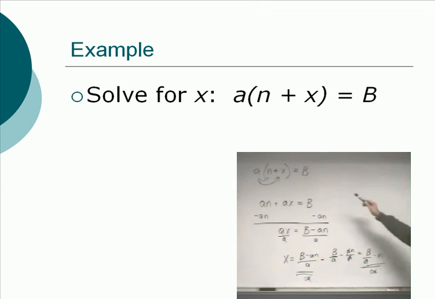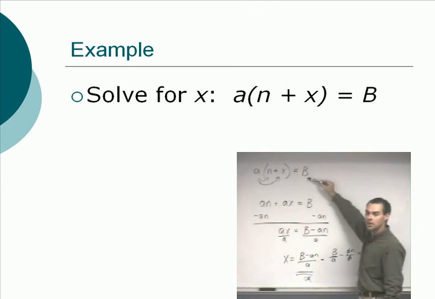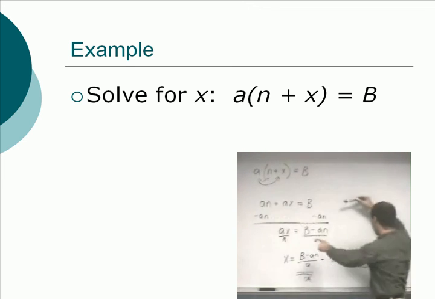If you would have taken back here and divided both sides by a to begin with, this is the form of the answer you'd get. And you can probably see it. Divide by a, the only step you'd have left would be subtract the n, and you'd be right here.